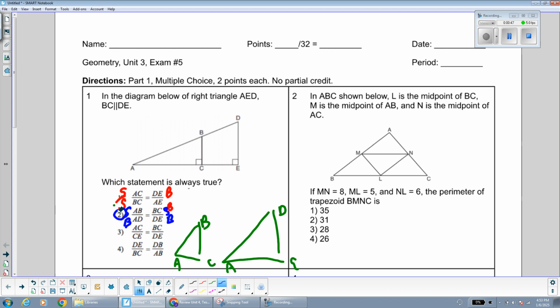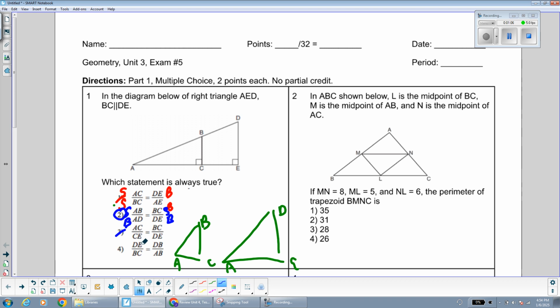Number three is incorrect because CE is not part of either of the two triangles. CE is just a part of this trapezoid-ish thing over here. And for the same reason, number four, oh wait, no, it's not the same reason.